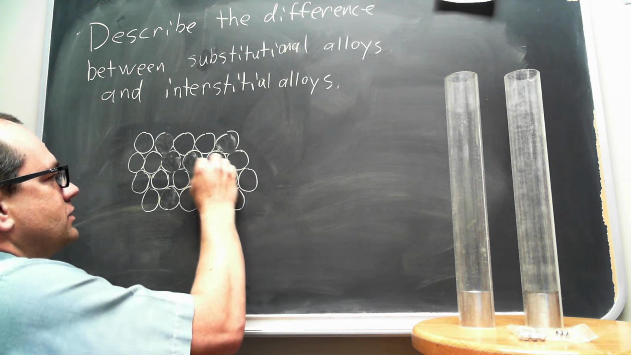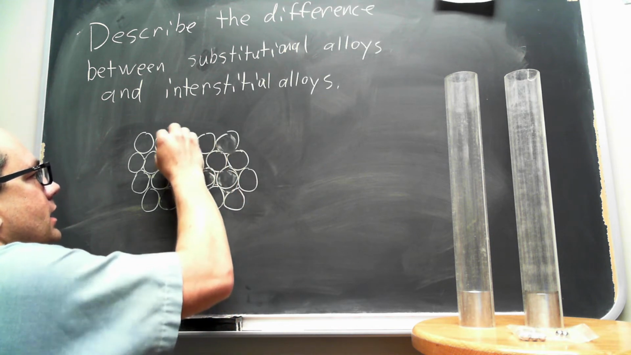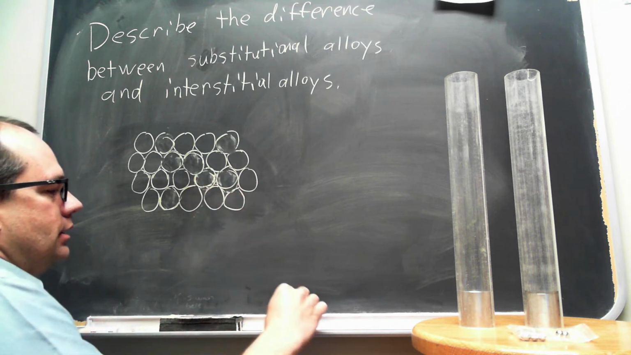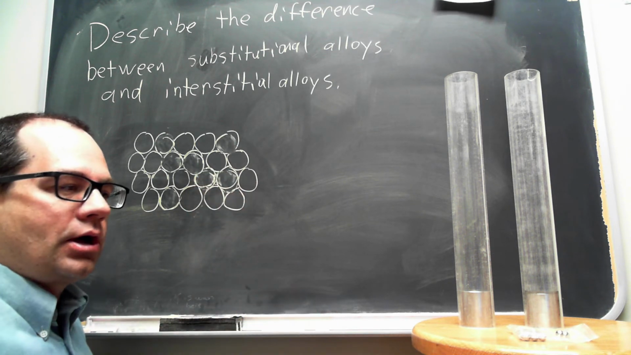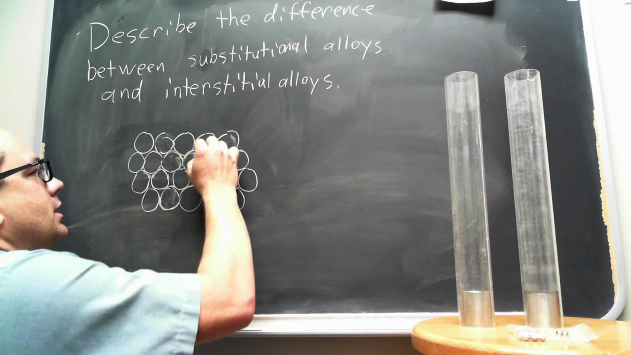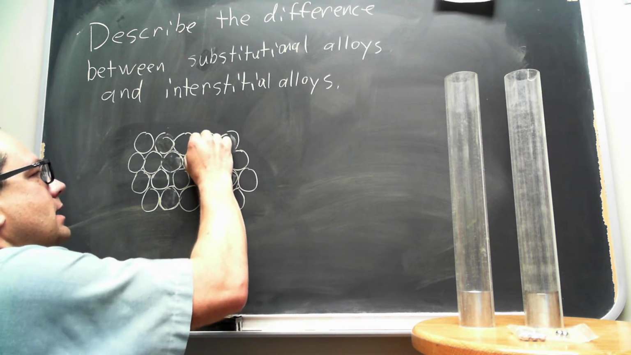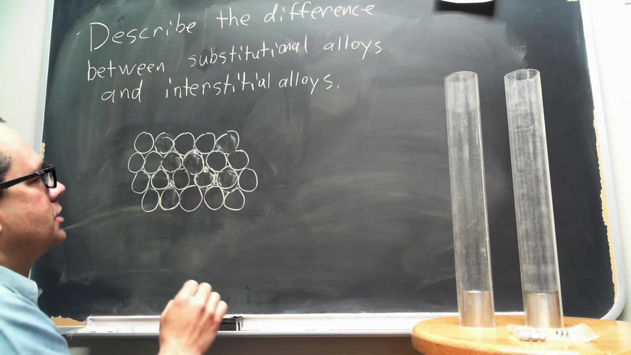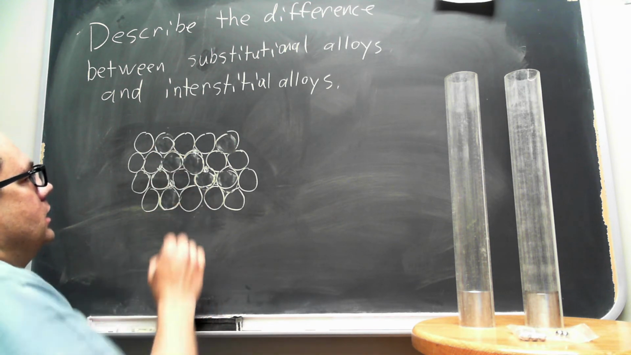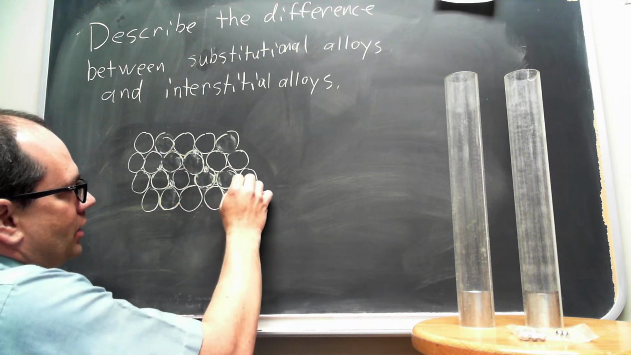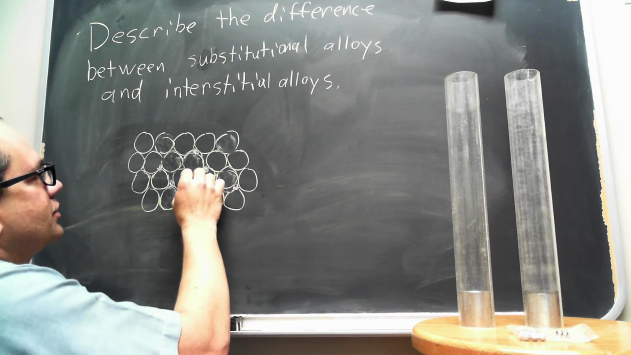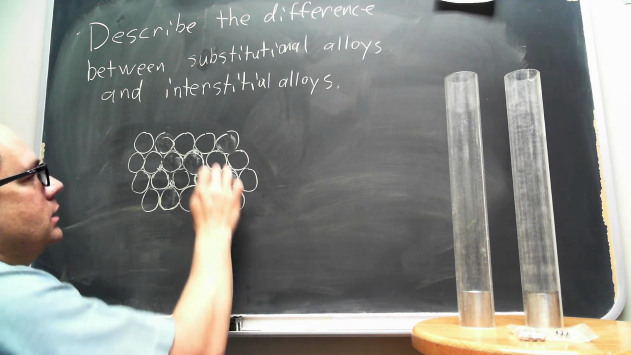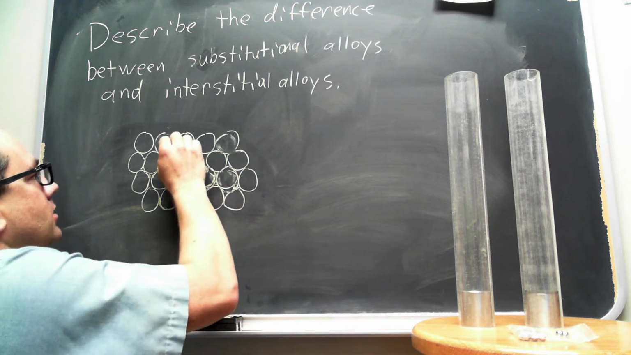So in the case of steel, what we would have is, say, these would be an array of iron atoms in a crystal structure, and the very small carbon atoms would sit in between these larger iron atoms. And what we have here are a bunch of what we call interstitial defects. These carbon atoms would sit in the interstices between these atoms.